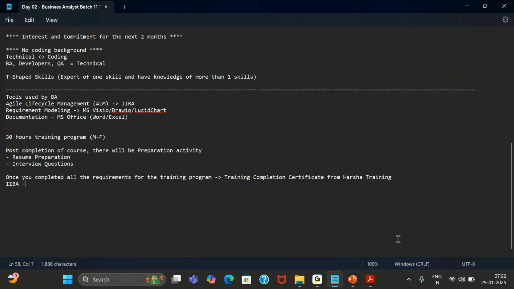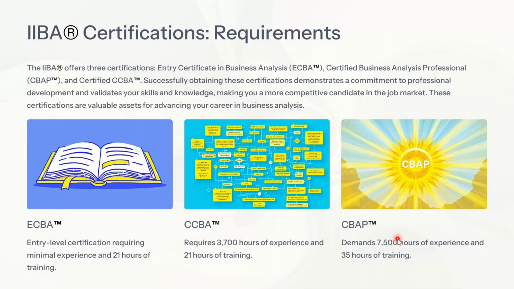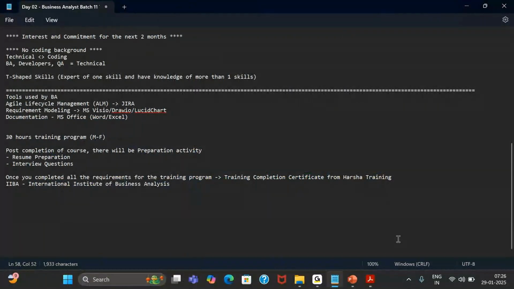IIBA is one of the prestigious recognized bodies on business analysis. It stands for International Institute of Business Analysis. It offers different types of certifications to demonstrate your level of expertise as a business analyst. Now, generally, if you are working in India and if you are applying for jobs within India, there is no mandatory requirement of having a certification.